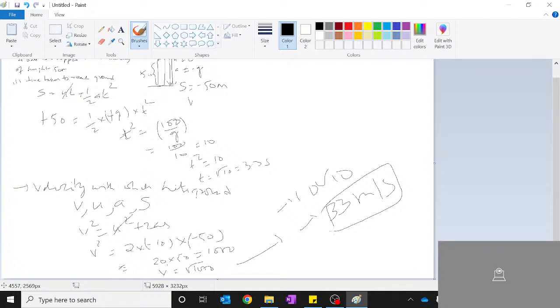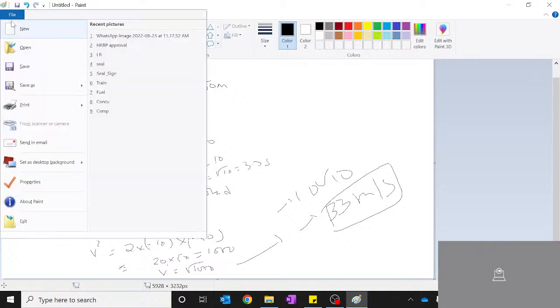Now here again, as usual, for convenience sake, we have taken g as 10. In a few cases they might give you 9.8, where you don't have to approximate it. Now the third kind of problem, which is standardly asked, is as follows.